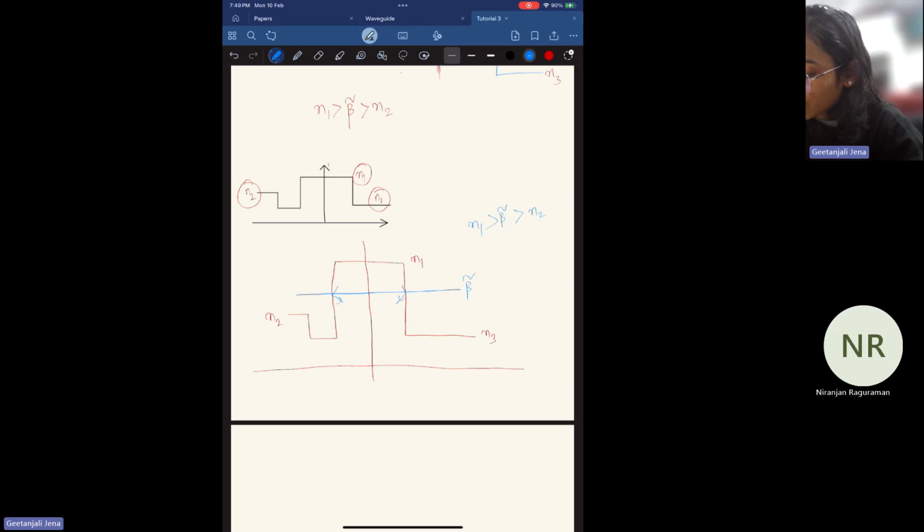But if you take a situation here now, this also satisfies this ray. Here the beta tilde is lying between N1 and N3. So it shouldn't be here, or sorry, shouldn't be here. This one is not allowed.